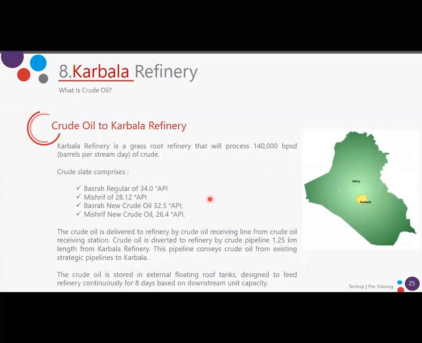So the crude oil is delivered to the refinery by crude oil receiving line from the crude oil receiving station. So you will receive the crude oil in the refinery by crude oil pipelines. And the crude oil will be stored in external floating roof tanks in the refinery with 8 days of inventory of crude oil.